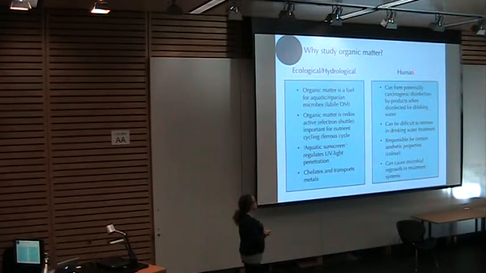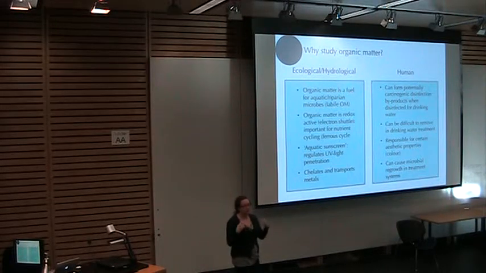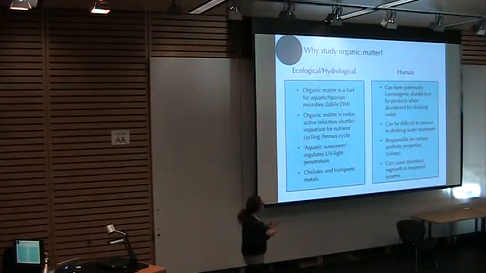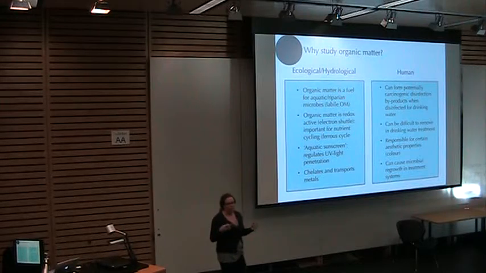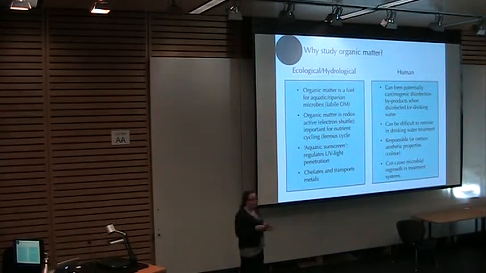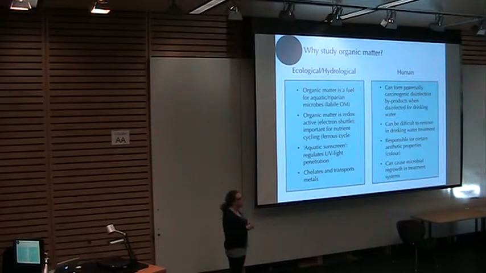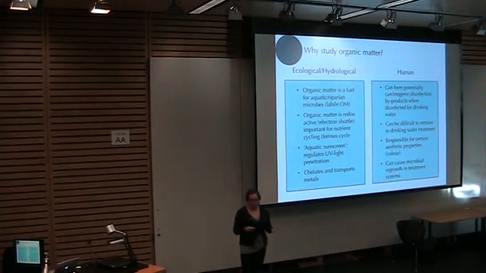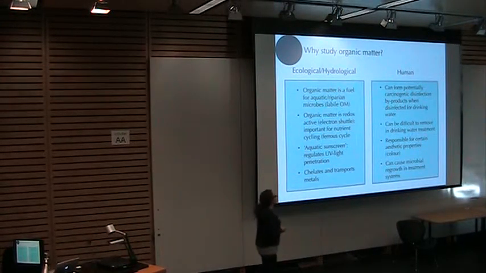Now, the second kind of motivation for why I think organic matter is cool and interesting deals with the human impacts. So again, how are we impacted by these biogeochemical cycles? The first, and what a lot of literature focuses on, is that organic matter in water that we use for drinking water and that we disinfect can form these potentially carcinogenic disinfection byproducts. So a lot of research has gone into how these form, how these can be removed from waters, as well as studies about the health effects over long-term exposures to these types of compounds.